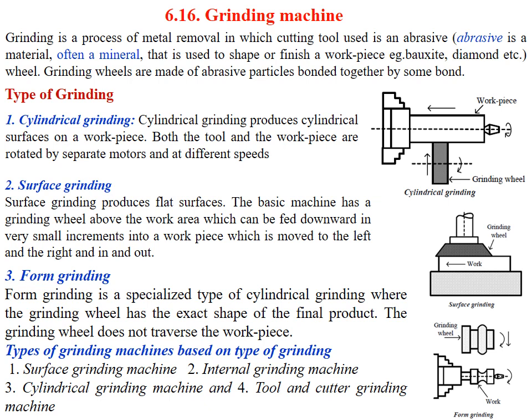Grinding machine. Grinding is a process of metal removal in which cutting tools are used. It is an abrasive material. Here we can say it is a multi-point cutting action taking place. Abrasive materials that are used can be bauxite, diamond, or mostly mineral material.